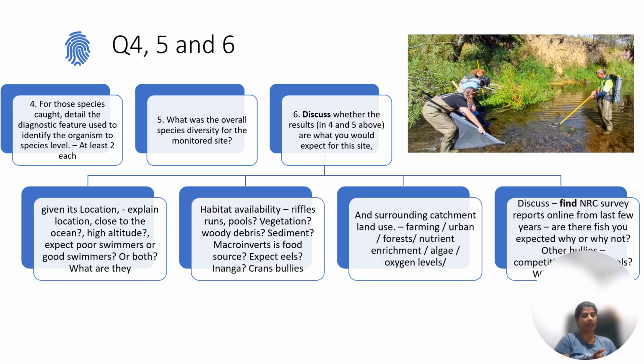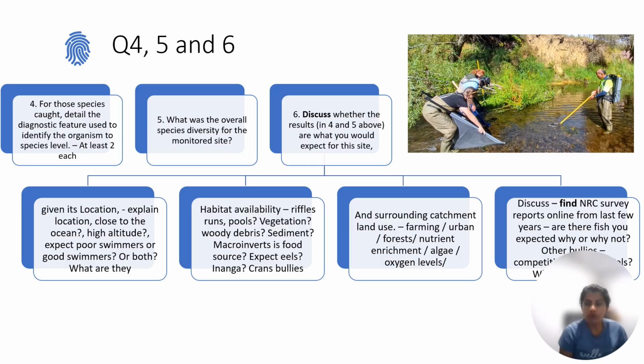Then question 4, 5, and 6, the species that you caught, detail diagnostic features used to identify the organism. So I want at least 2 for each, list them all the 6, or how many ever we had done in the table, and then at least 2 or more if it needs more to be fully identified. Then you can use NIWA's website or Landcare Research website for finding these species IDs, or you could use the ID guide I gave you.